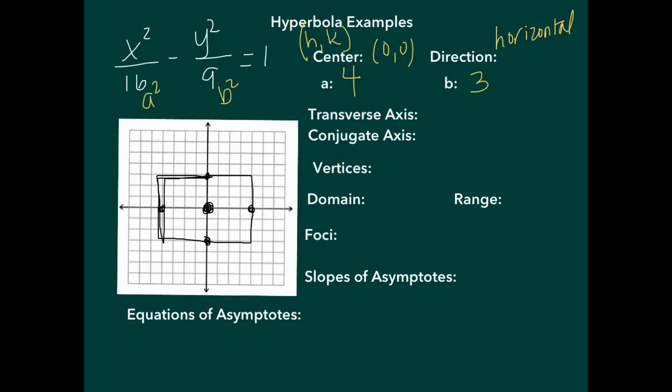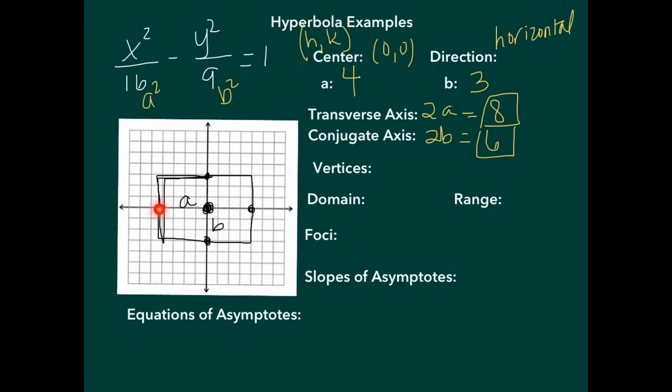Okay, so this right here, between the vertices, because this is where my curves are going to go, in between here is my transverse axis, remember? This is my A, this is my B, this is transverse axis, this is conjugate axis. Transverse axis is always found 2 times A, which is 8, because my A is 4. My conjugate axis is 2B, so that would make it 6. You can see that this is 8 units long, this is 6 units long.